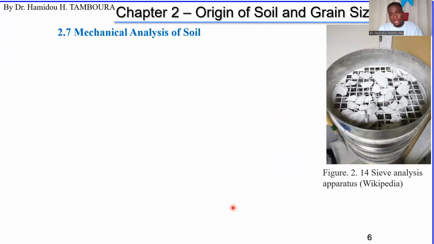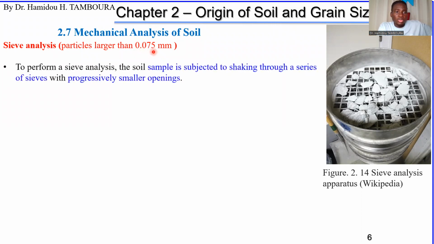Okay, now let's talk in detail about the sieve analysis. How does it work exactly? We know that we have to put our soil sample on a stack of sieves and shake them. But how does it work exactly? So remember that this is for particles larger than 0.075 millimeter in diameter.